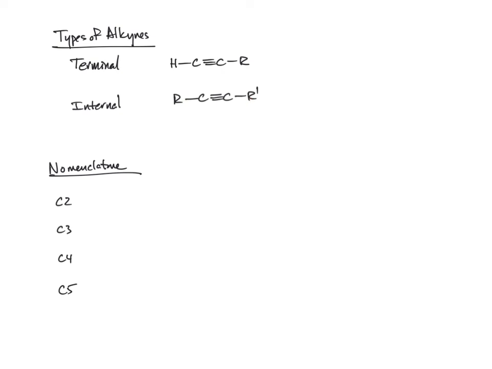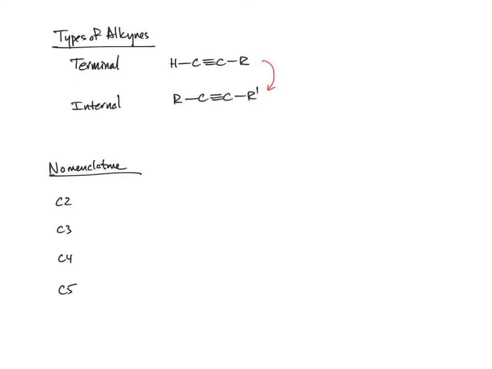R and R prime just specify different carbon groups. Again, terminal has this CH. We'll see in a slide or two that you make the internal alkynes from the terminal ones. We said this proton is acidic. We deprotonate it. We generate a carbanion, a negatively charged carbon. We then do an SN2 reaction with some electrophile. So carbanion plus electrophile gets the internal alkyne.